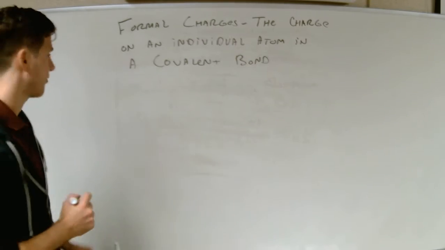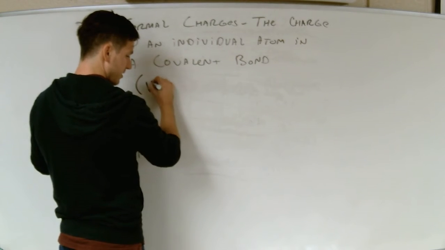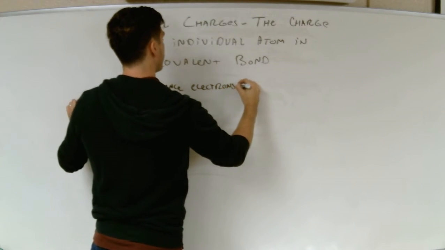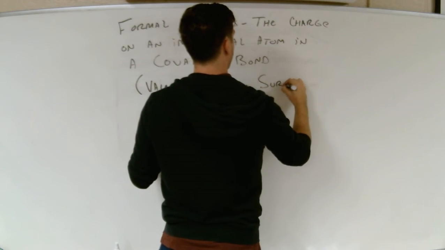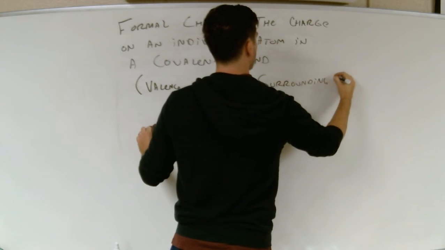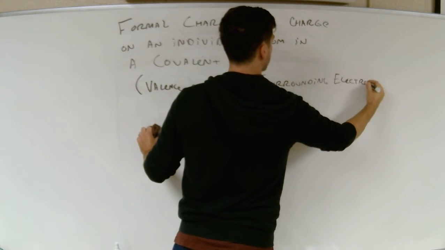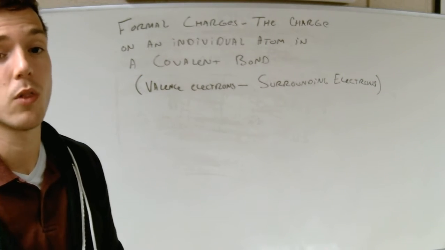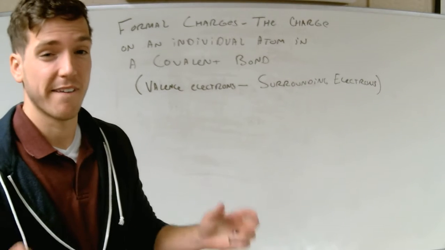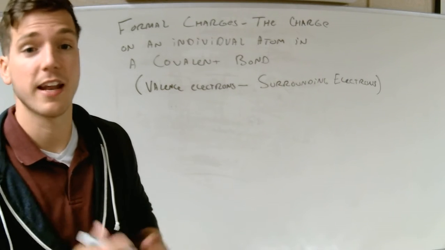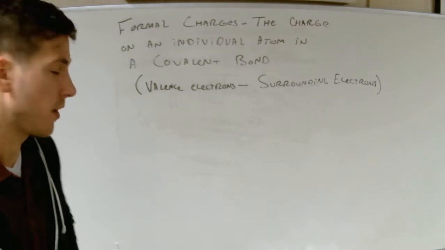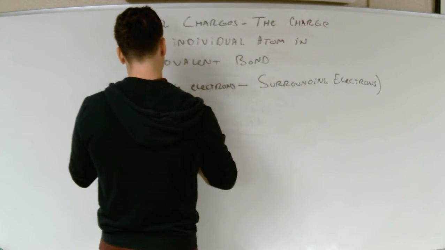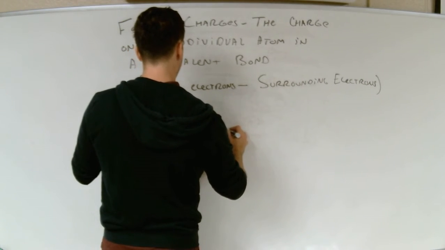And the way we figure out formal charges is valence electrons minus surrounding electrons. And you will know what I mean here in just a second. Okay, so let's go ahead and get some practice identifying formal charges on certain atoms. And then after that, we'll do some Lewis structures to help us figure it all out. So let's look at something like COH2.